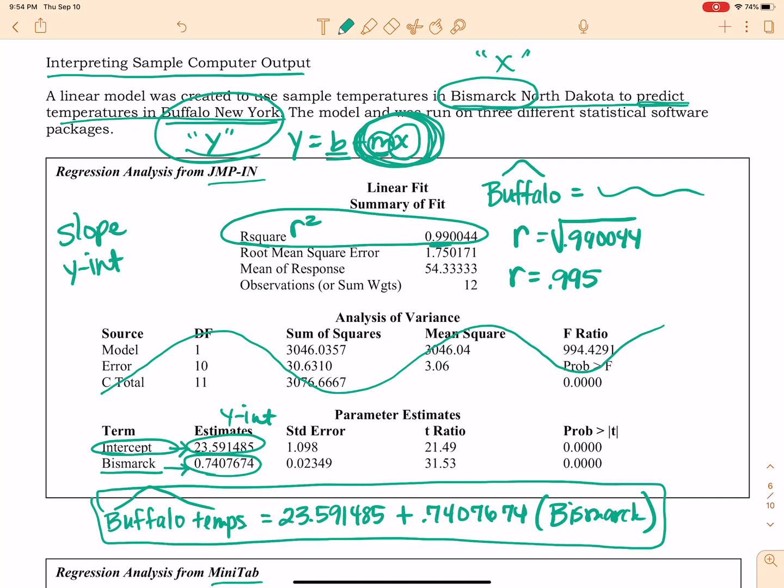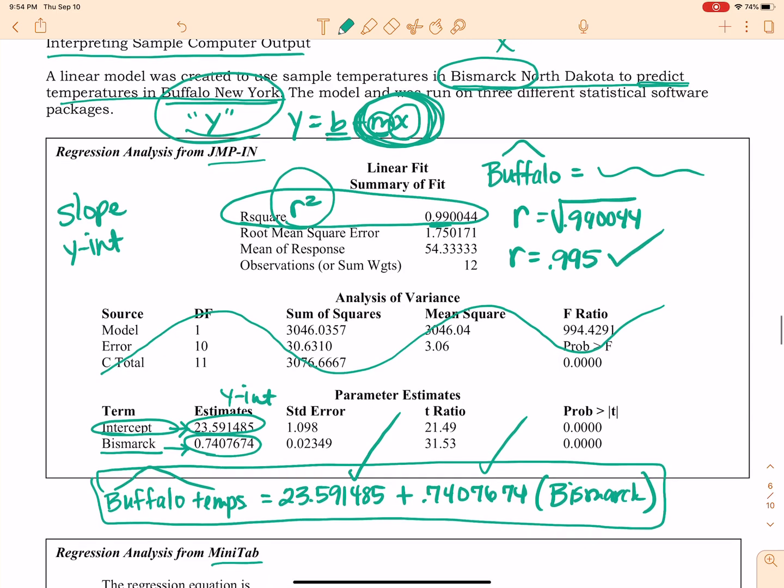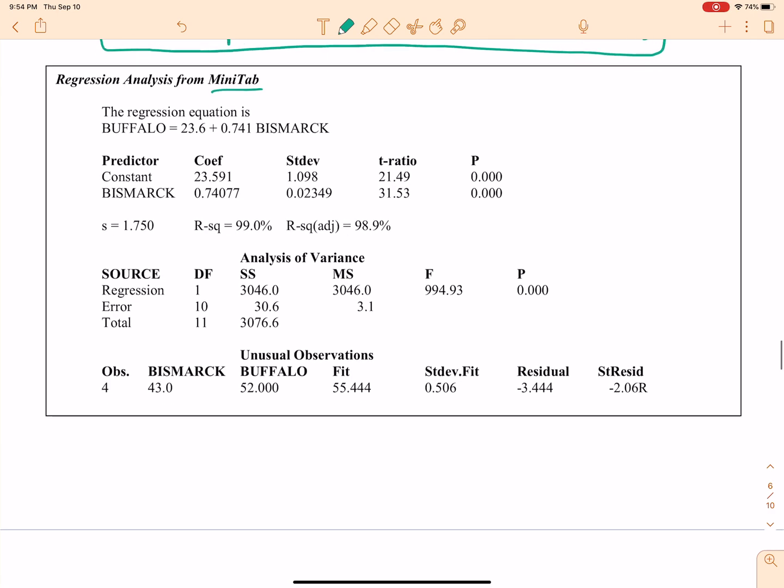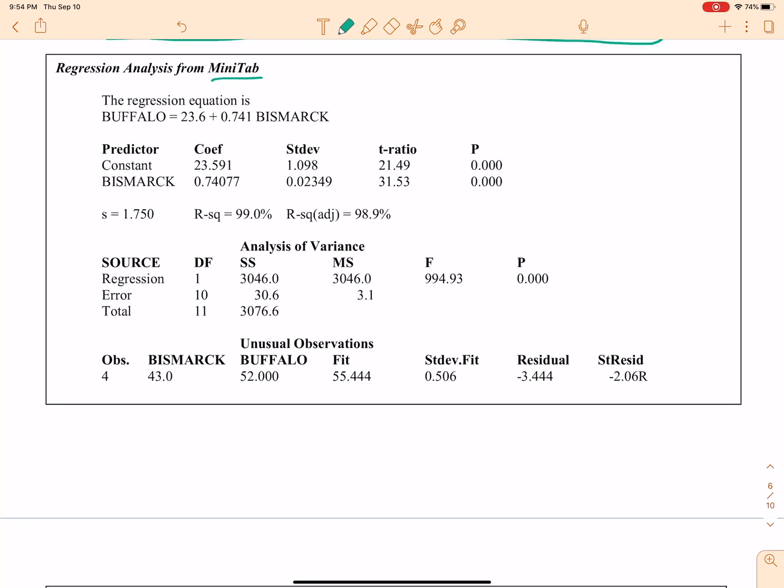Okay, so why would I need these? Well, because we're going to learn to interpret all of these things. We're going to learn how to interpret the correlation coefficient, the coefficient of determination, the y-intercept, the slope. It's just magical. Okay, so let's go on to the next computer output, Minitab. Minitab's the one you want. I mean, they give you the equation, for crying out loud.